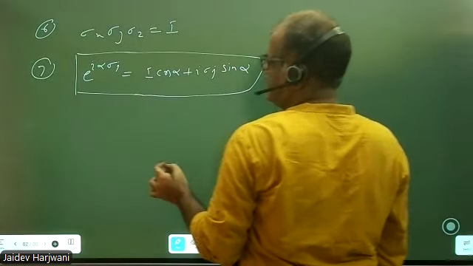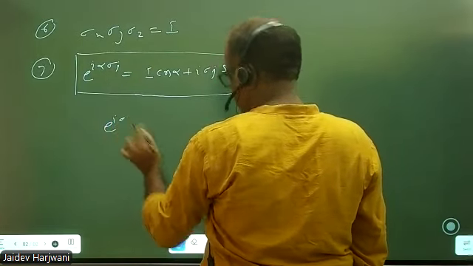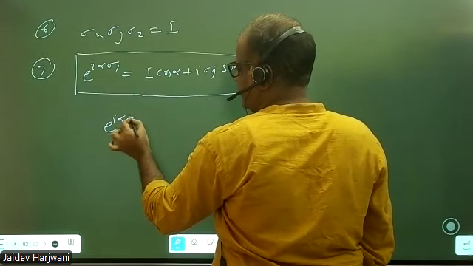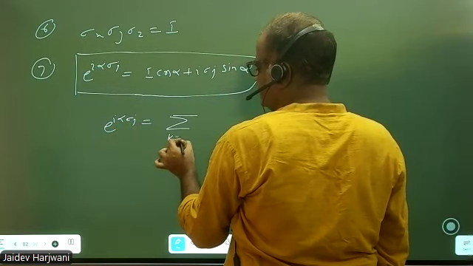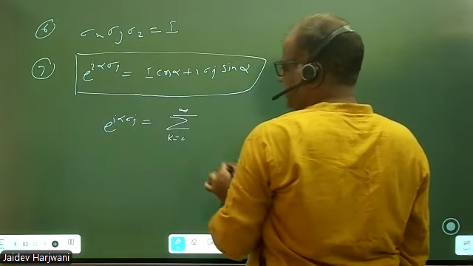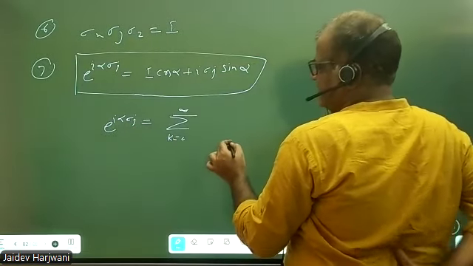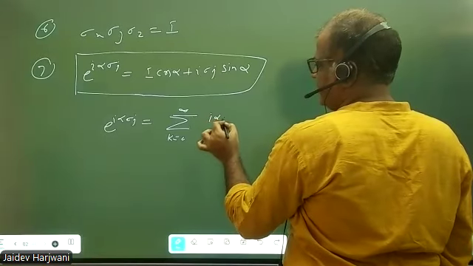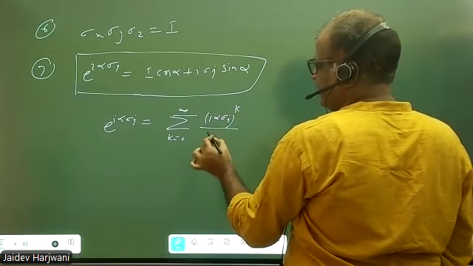So suppose you have e to the power iota alpha sigma j, and now how can you write this? You can write it as the sum over k equals 0 to infinity of iota alpha sigma j to the power k, divided by k factorial.